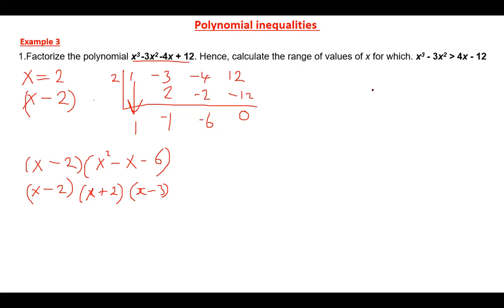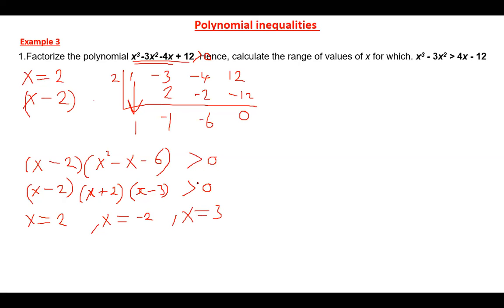Now we've been told there's a greater than symbol here, meaning we take the 4x minus 12 to the other side so that it looks like greater than 0. First of all, we find the critical points by equating all three factors to 0. When we equate x minus 2 to 0, x is equal to 2. When we equate x plus 2 to 0, x is equal to negative 2. When we equate x minus 3 to 0, x is equal to positive 3.